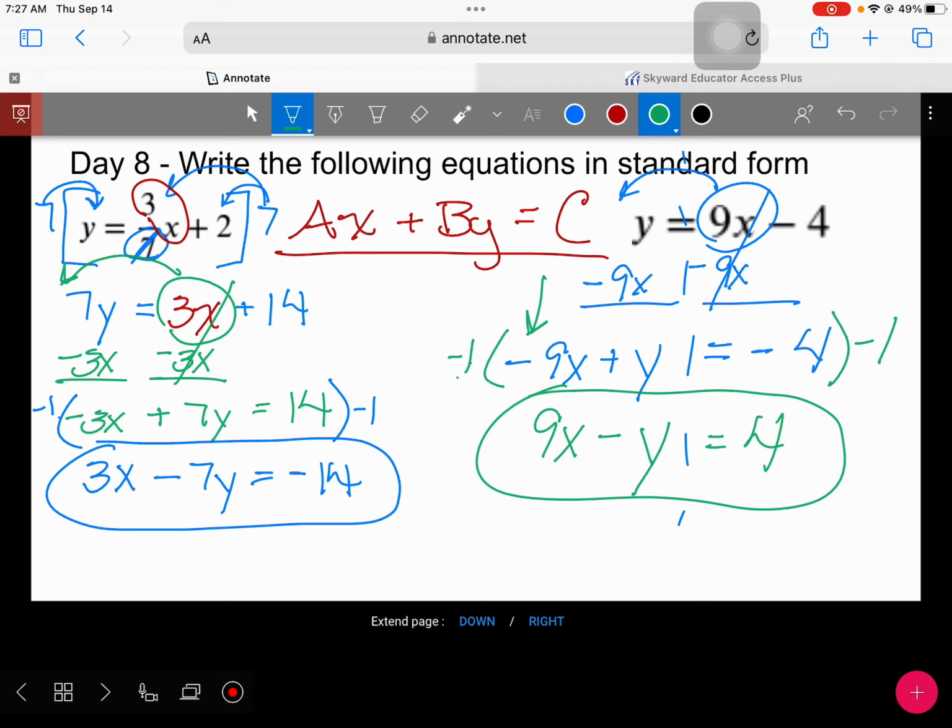Huh? So you need another packet? Okay. So yes, you cannot have a negative a value. Any questions on anything else? A always has to be positive in standard form.